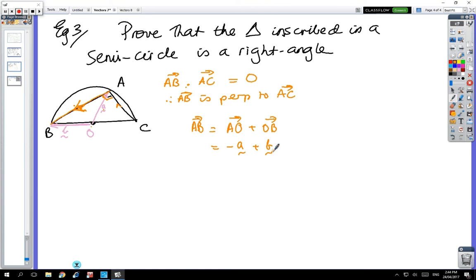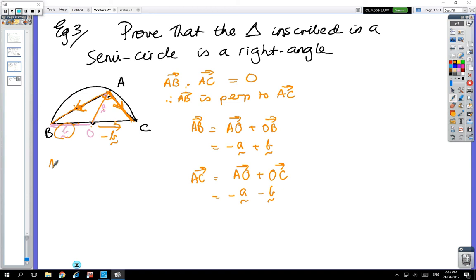Now, if I want to go from A to C, if I want to go down, I've got to go backwards, and then I go forwards. So I go AO plus OC. So I've got minus A again. Now this is where you've got two vectors in opposite directions. So if that's B, then that will be minus B, because it's the same size, it's just the opposite direction. So I've got minus A minus B.